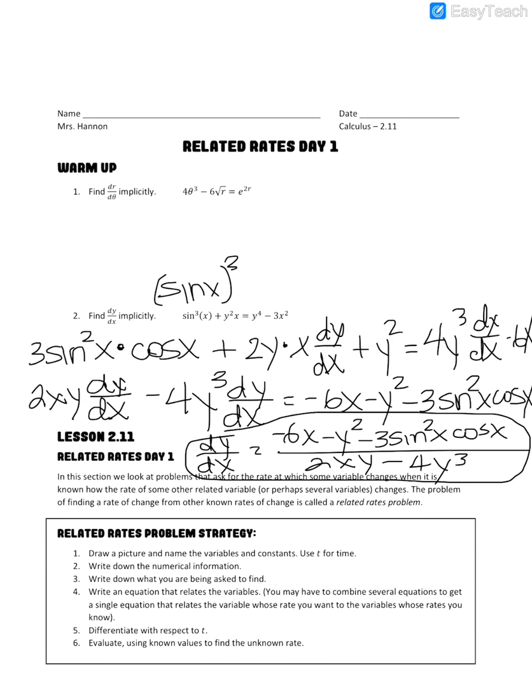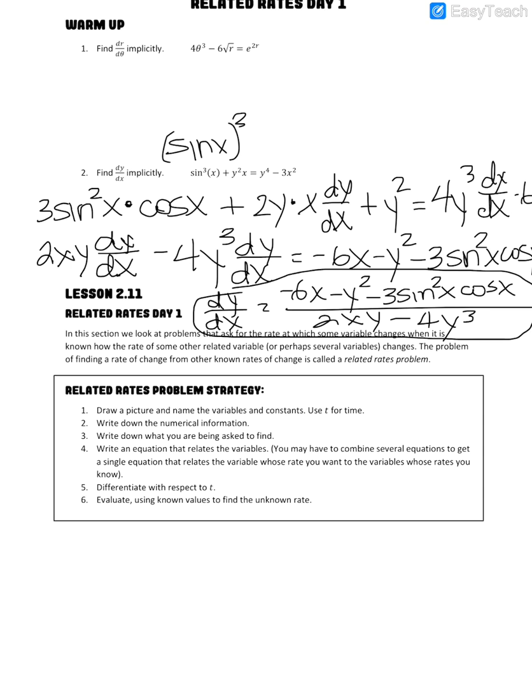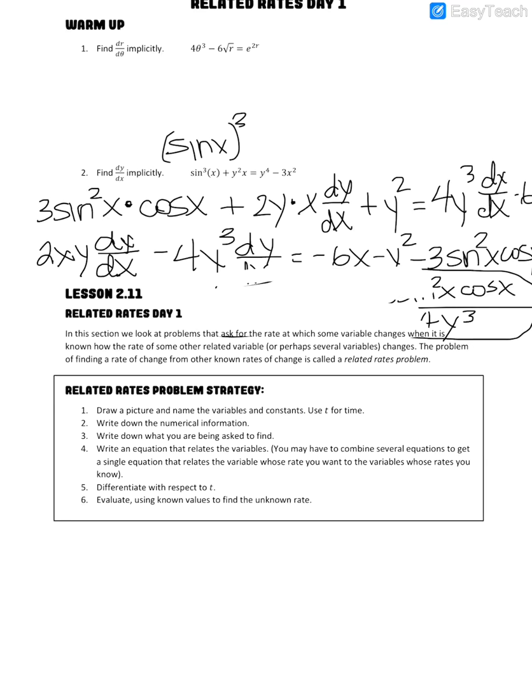All right, so today we are doing related rates. We're going to read the tips down here. Okay, let's go ahead and look at this. All right, so it says that in this section, we look at problems that ask for the rate at which some variable changes when it is known how the rate of some other related variable, or perhaps several variables, changes. The problem of finding a rate of change from other unknown rates of change is called a related rates problem.